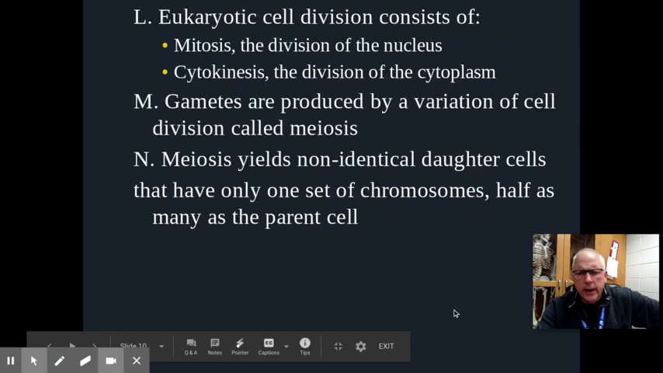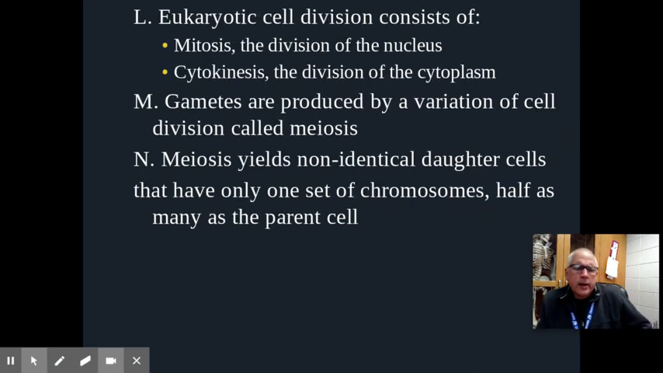A lot of what I'm going over today is just background information. To wrap up the notes in this first part: in a eukaryotic cell, mitosis divides the nucleus. Cytokinesis is dividing the whole cell. You'll get that information as we go through it. Gametes are what we produce during meiosis, and meiosis yields non-identical daughter cells, only having one set of chromosomes, half the parent. But in mitosis, we get identical daughter cells with the same information. That's the big takeaway if you're talking about the difference between mitosis and meiosis.